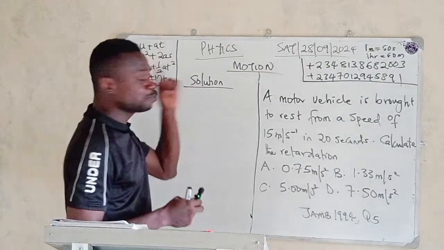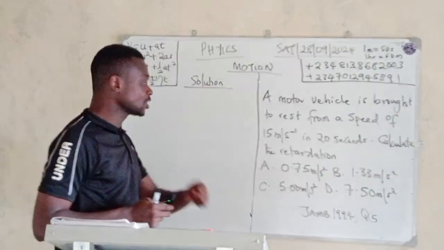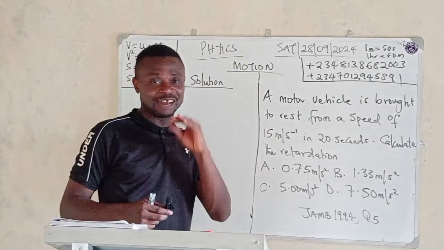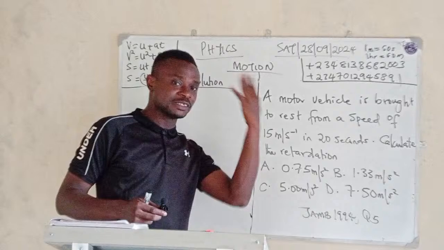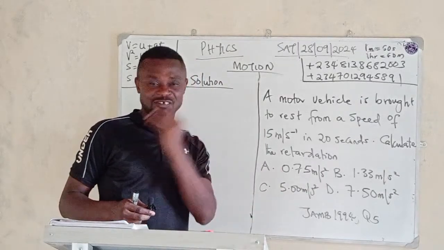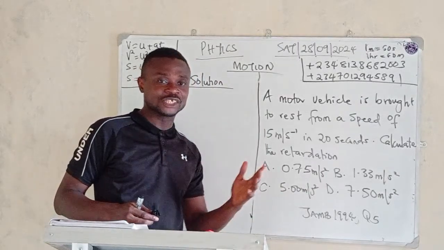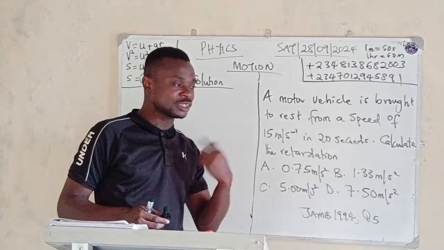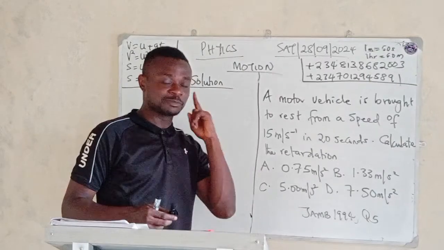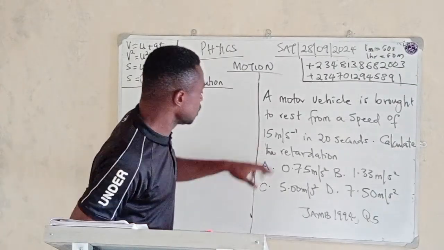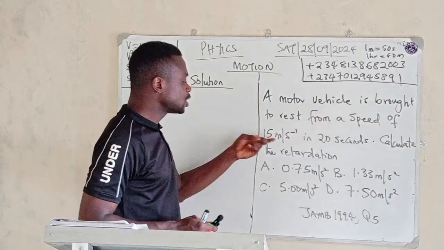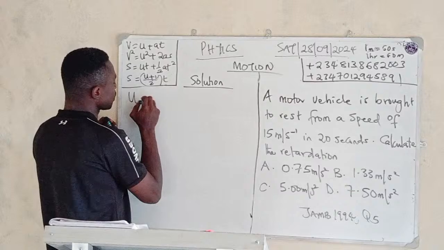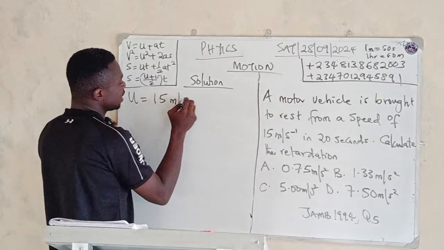The speed with which it was moving is the initial velocity. Please, speed and velocity are not exactly the same thing. Speed is a scalar quantity, velocity is a vector quantity. Speed doesn't have direction, it has only magnitude. Velocity has both direction and magnitude. Sometimes I mistakenly misplace the two, but they are not exactly the same thing. We are talking about speed here. The initial speed is what? 15 meter per second. So U is 15 meter per second.